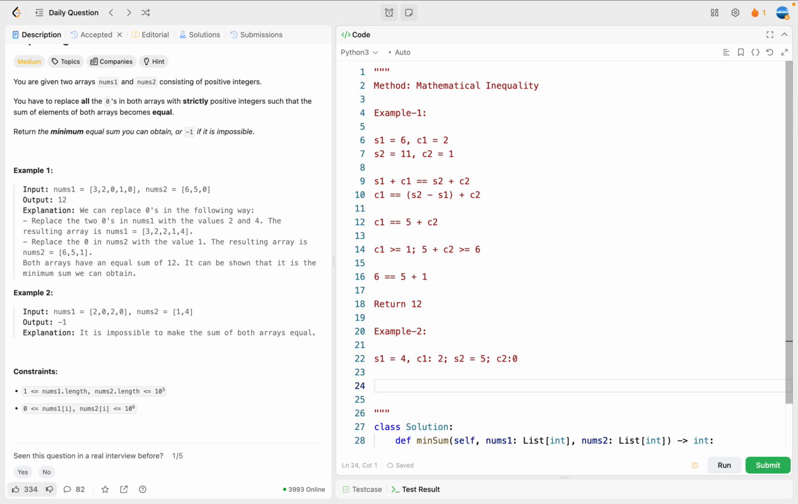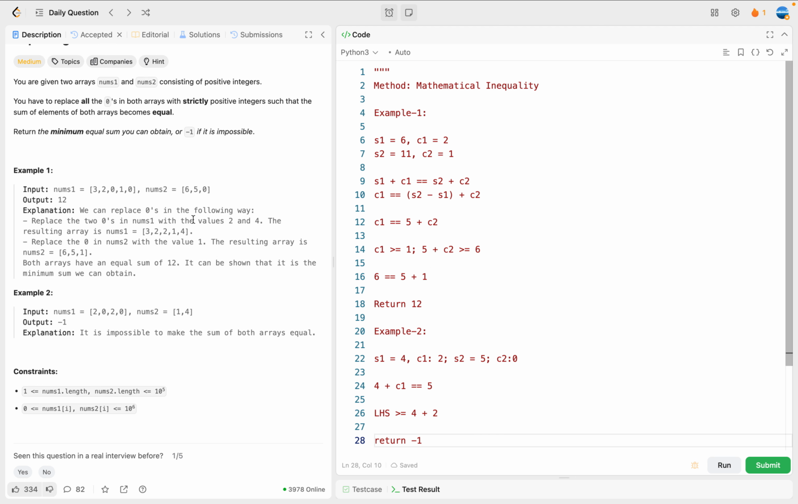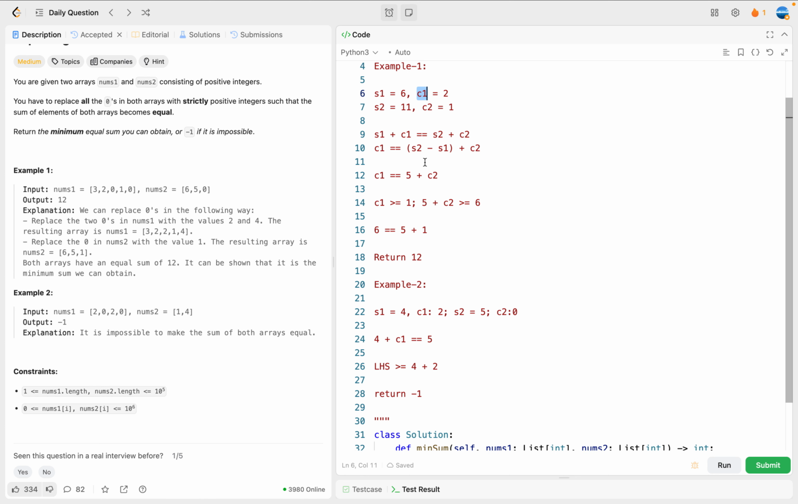What we want is 4 plus C1 equals 5, because you have no zeros on the right. But C1 has two counts, so the left-hand side is at least 4 plus 2, but the right-hand side is 5. Therefore, it's impossible, and we are going to return -1. In other words, we need to consider the sum relation and also the counts C1 and C2. This will be our overall thought process.